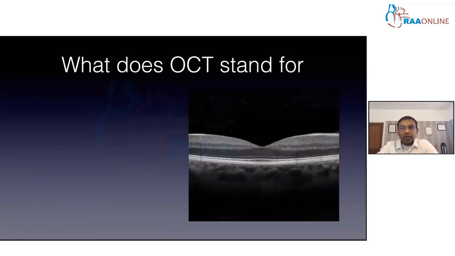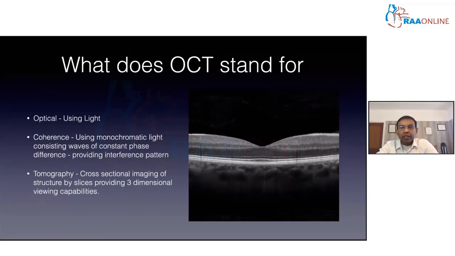So what does OCT stand for? OCT stands for optical coherence tomography. Optical means using light, and coherence means the use of light waves which have a constant phase difference. This is important because it's this phase difference that provides interference, and we'll come back to that in a minute.